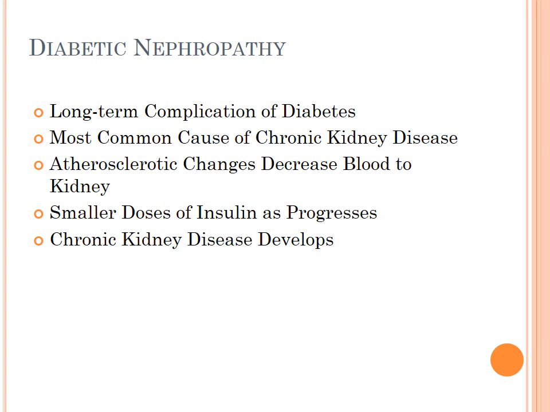Diabetic nephropathy. Diabetic nephropathy is a chronic renal disease related to long-term complications of diabetes, type 1 or 2. It's the most common cause of chronic kidney disease. You have atherosclerotic changes in blood flow to the kidney. And I want to bring your attention to page 850.